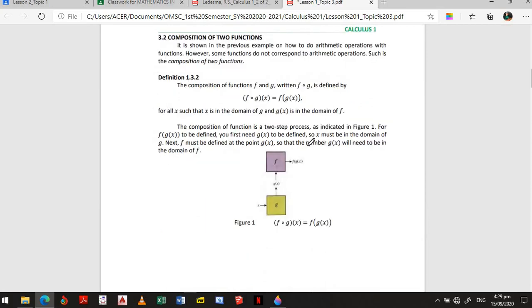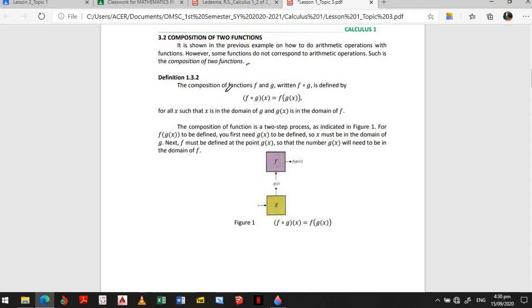So it was shown in the previous example how to do the arithmetic operations with functions, kanina po yan. However, some functions do not correspond to arithmetic operations, such as the composition of two functions. Okay? The combination of two functions kanina, that is the arithmetic operations of our functions that we were dealing with. But here in our composition of two functions, iba po siya.